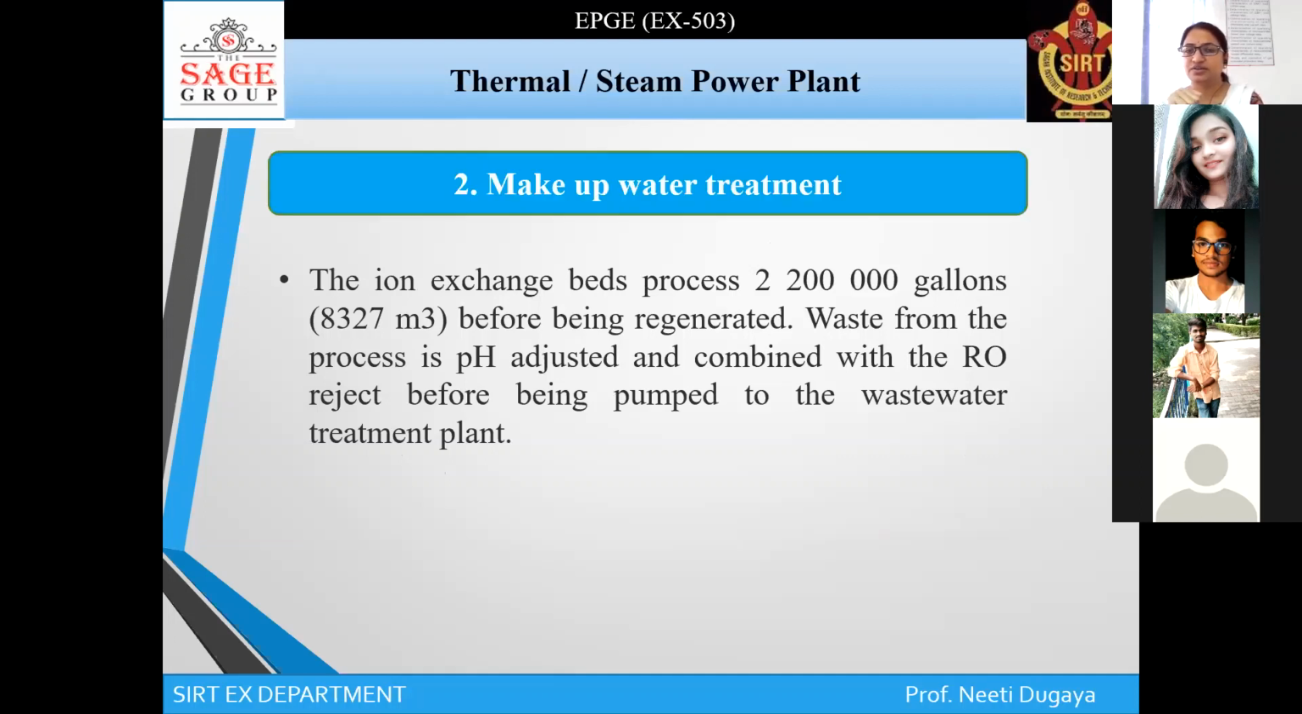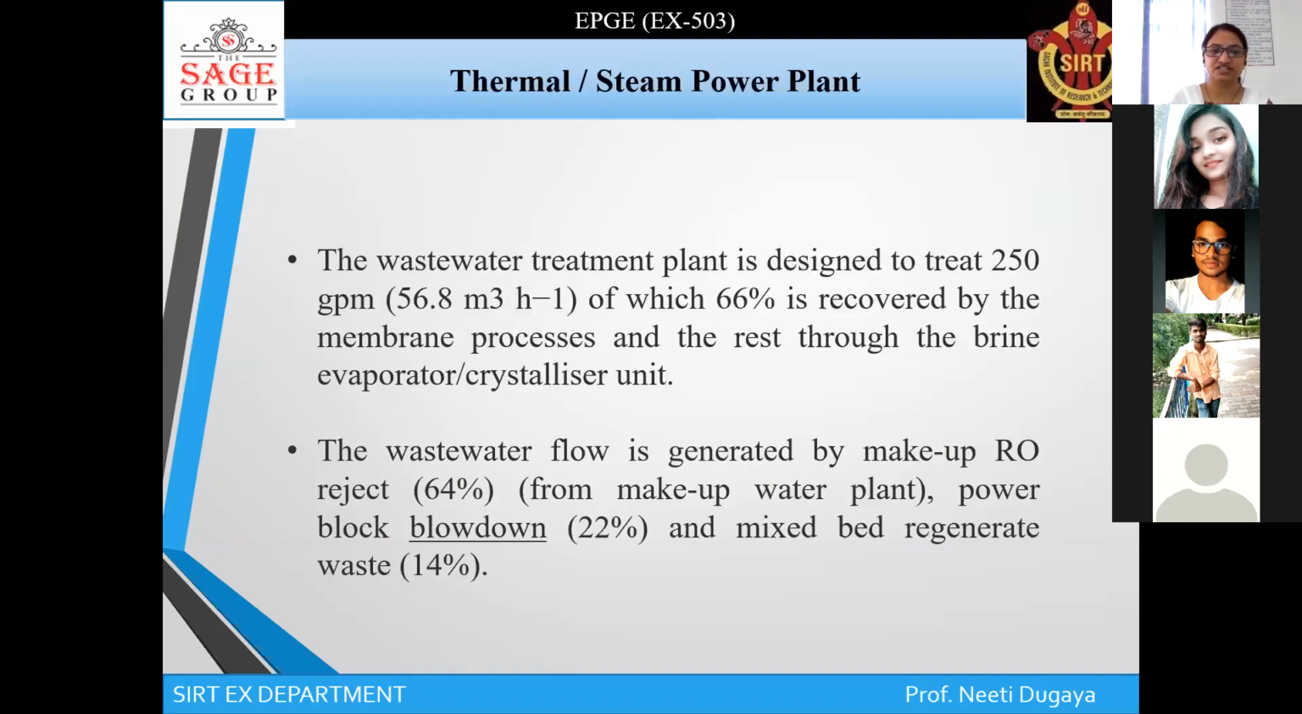It is an ion exchange bed process. The capacity of treating water is 20 to 100,000 gallons it can treat before being regenerated, and the waste from the process, pH is then adjusted and combined with the RO reject and pumped to the wastewater treatment plant. That is the third plant. One word has been written here, pH adjust.